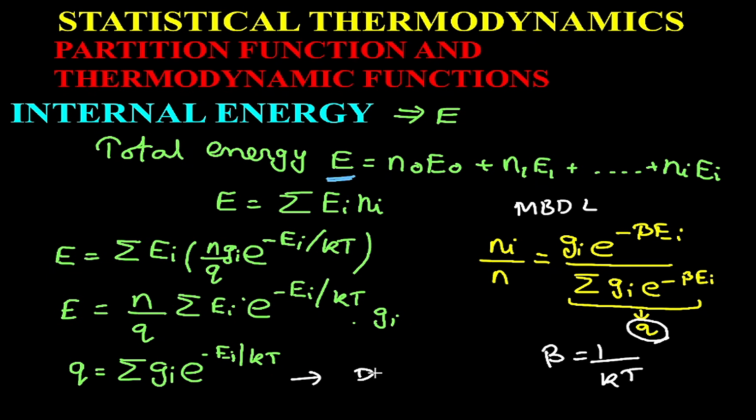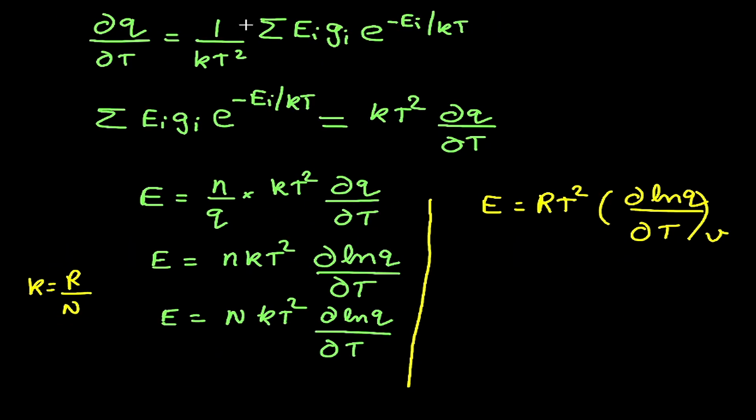Now we will differentiate this with respect to the temperature, and when we differentiate it, dq by dT we will get is 1 upon kT squared summation Ei gi e raised to minus Ei by kT. Differentiation of e raised to minus Ei by kT will be minus Ei by k, and 1 upon T will be differentiated to minus 1 upon T squared. So this minus and this minus will become plus, and hence we will have 1 upon kT squared summation Ei gi e raised to minus Ei upon kT.